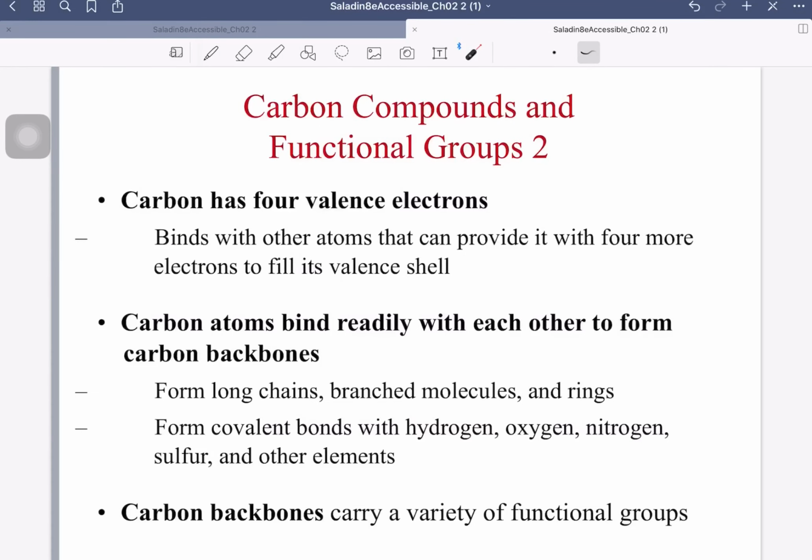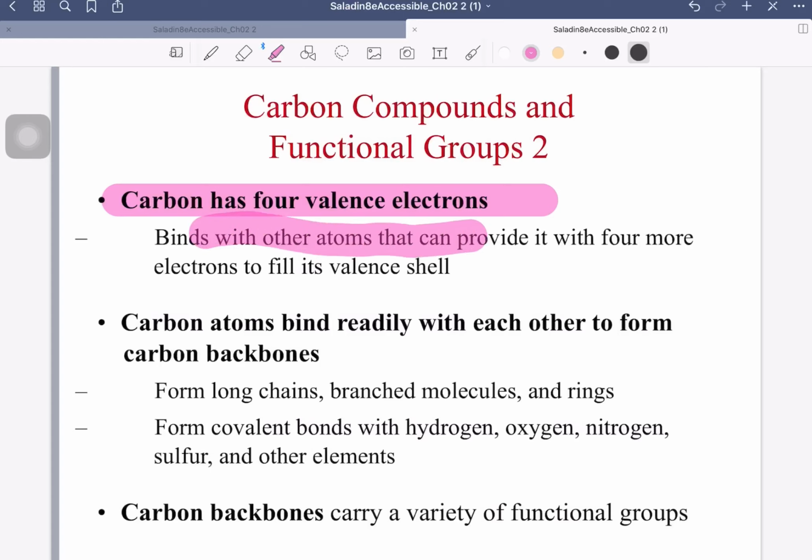So let's start talking a bit about carbon, because of course carbon is one of the most common elements we have, and it's a beautiful element in that it allows itself to be bound to so many other atoms. And the reason is that carbon has 4 valence electrons, and remember, in your outer shell you'd like to have 8, so this gives a lot of flexibility. So it binds with other atoms that can provide 4 more electrons to help fill the valence shell.